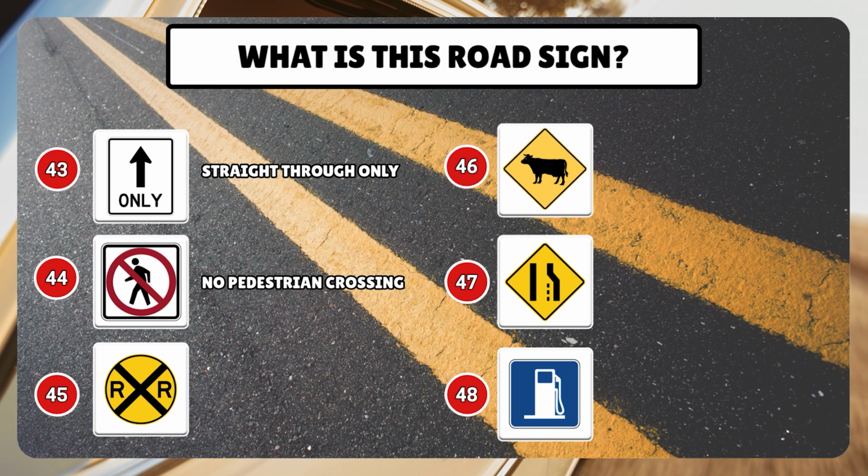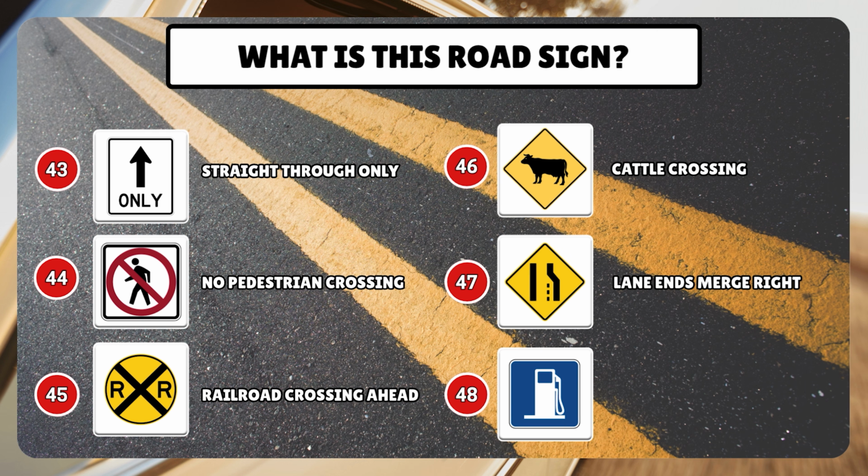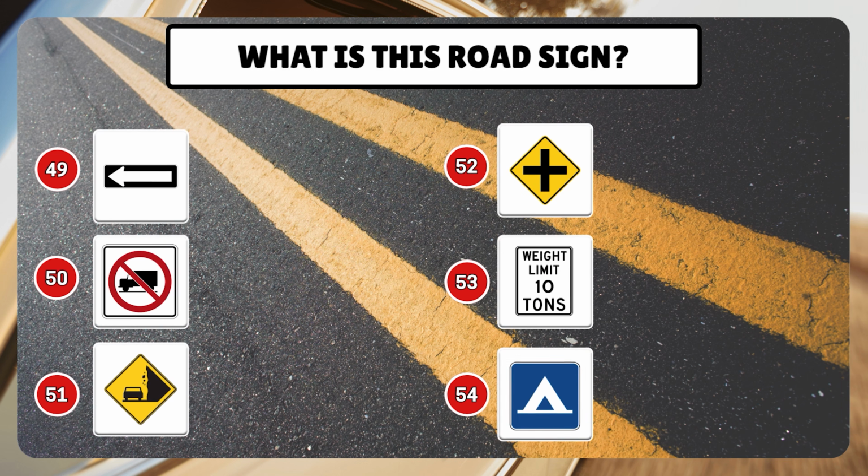Great job. That is a no pedestrian crossing sign. That is a railroad crossing ahead sign. That is a cattle crossing sign. That is a lane ends merge right sign. That is a gasoline sign. Which traffic sign do you see?